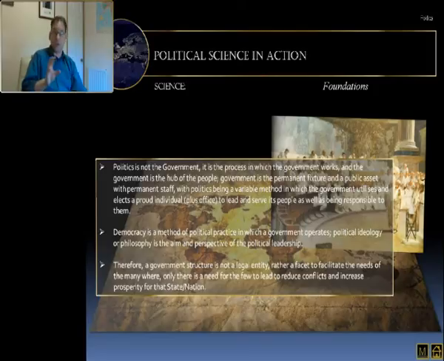Therefore, a government structure is not a legal entity, rather a facet to facilitate the need of the many, where only there is a need for the few to lead to reduce conflict and increase prosperity for the state and the nation. So again, the government is a vehicle within itself. And it's not a legal entity. It can be recognised as one in the context of what it does, but in itself it is not a legal entity. It is relative to a form based on its people inside it, which are answerable to those who employ them. And again, public servants.